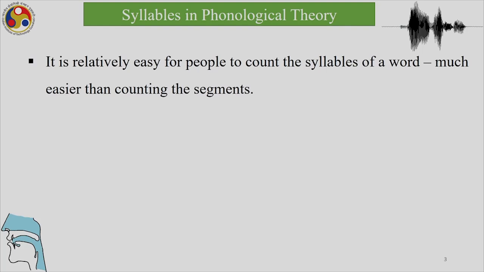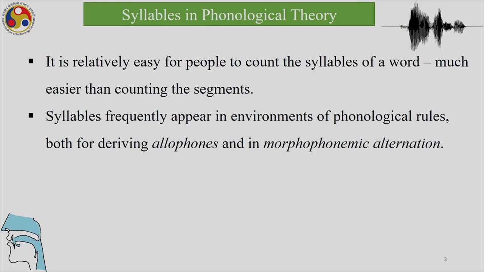While we assumed knowledge of syllables, it is because it is relatively easy for people to count the syllables of a word in a language that they speak. So, much easier than counting the segments sometimes. The vowel is not very easy to determine, but the syllable is easier to count. So, syllables frequently appear in environments of phonological rules, both for deriving allophones and for phonemic alternation.